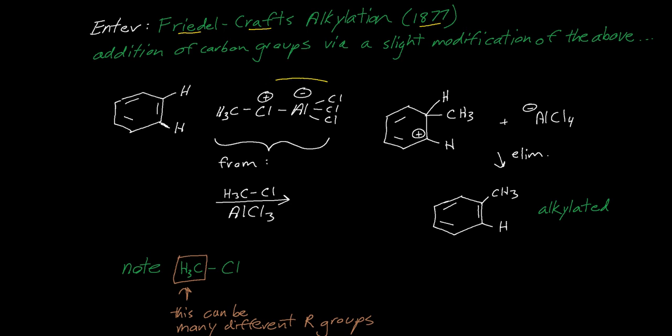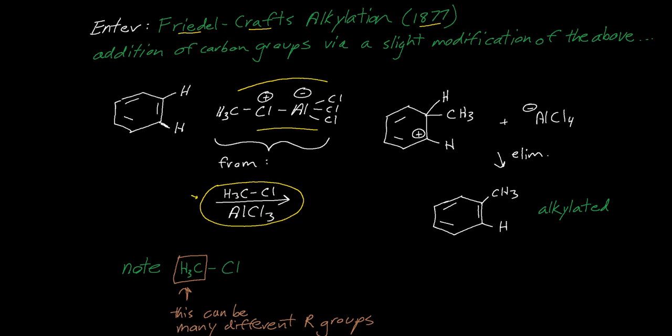Here we see the complex that's formed between aluminum trichloride and methyl chloride, right? Or chloromethane. So this would be your reaction conditions. If you see this reaction conditions, you want to think this complex being formed.